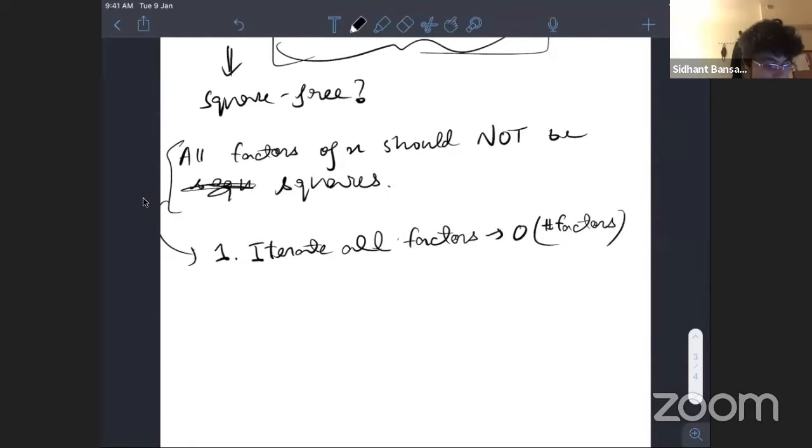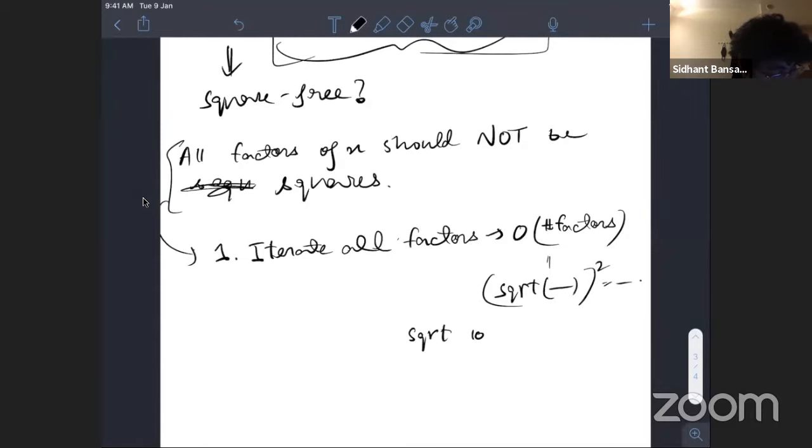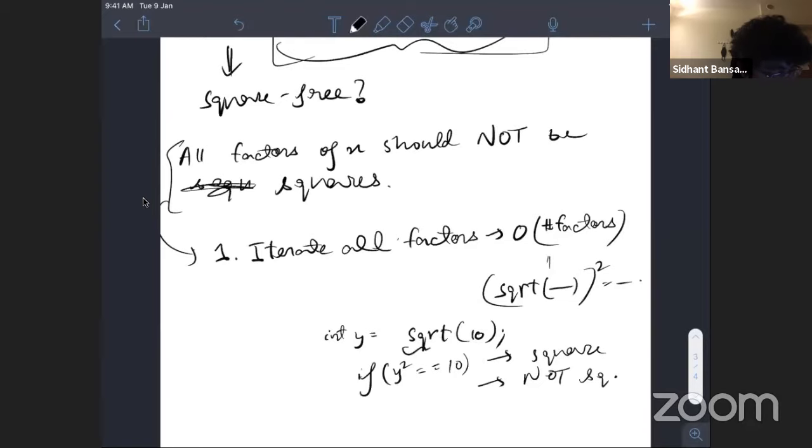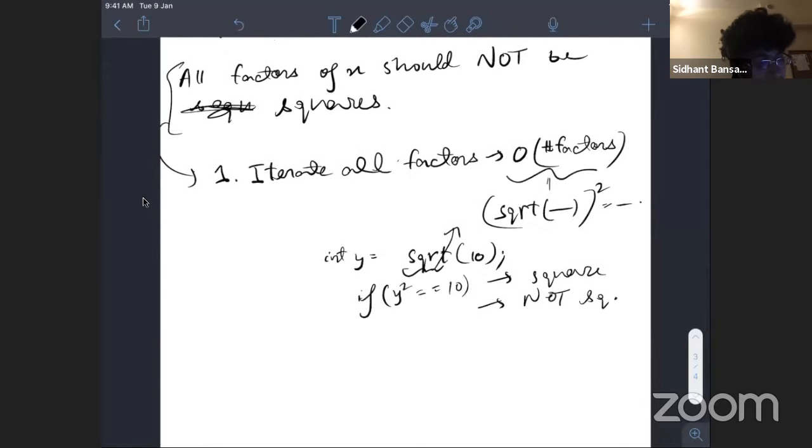That's generally done pretty fast because you can use the square root method, get the square root and square it again to check whether you get the same number or not. Let's say you want to check, is 10 a square number or not? Then you can just do int y equals square root of 10, right? And then you say, if y square equals 10, then it's a square. Otherwise, it's not a square. That's it, right? This is reasonably fast, but it's still not O(1). But yeah, it's good enough. So the complexity will be order number of factors.